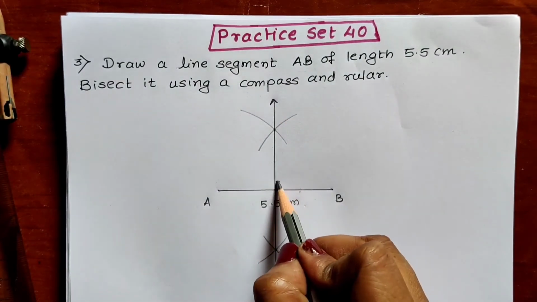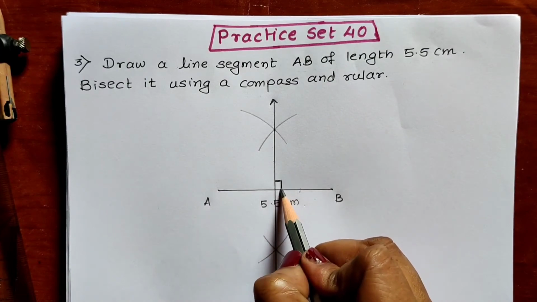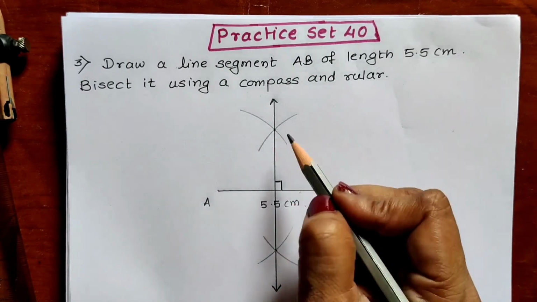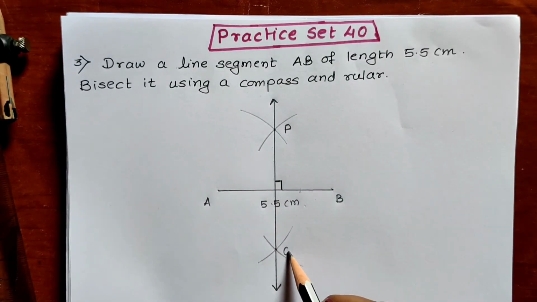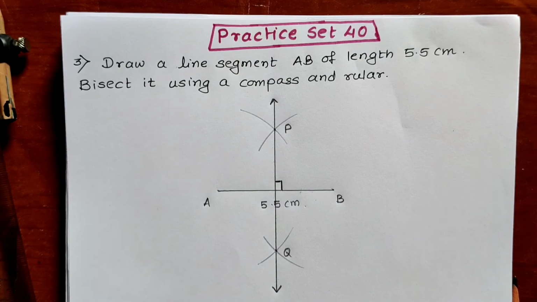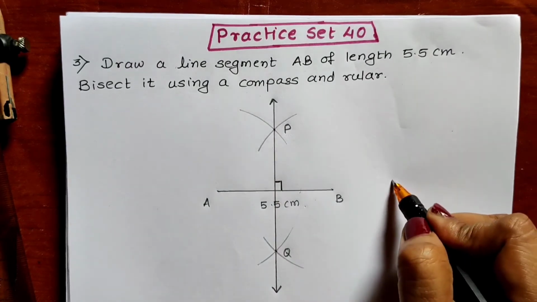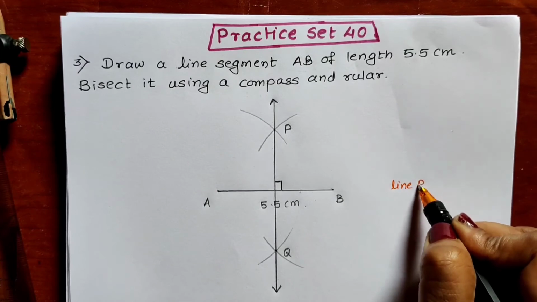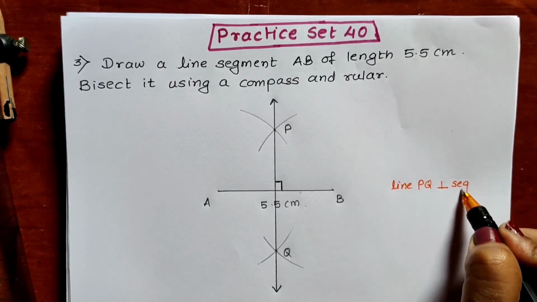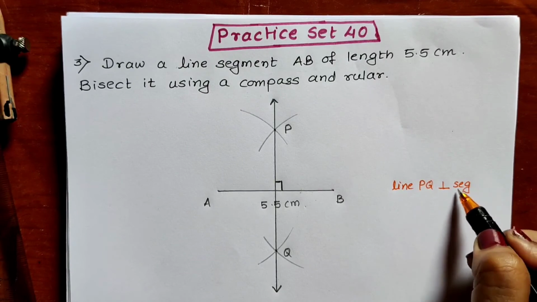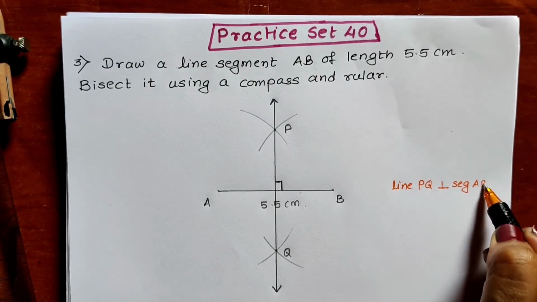And then put the right angle symbol. You can give any name to these points, P and Q. So how to write? Line PQ perpendicular segment AB. This is the short form of segment, seg AB.